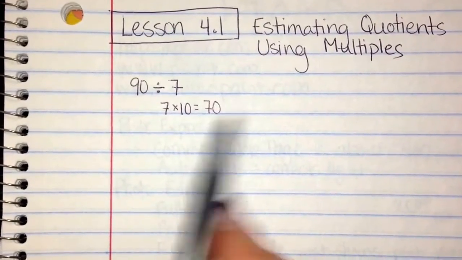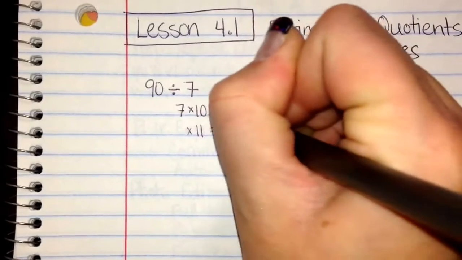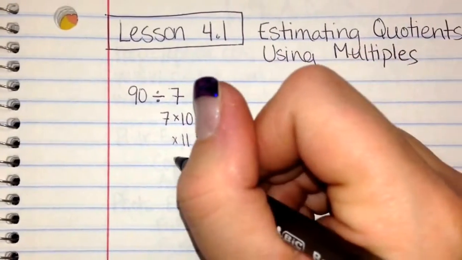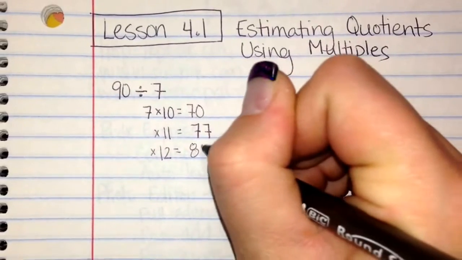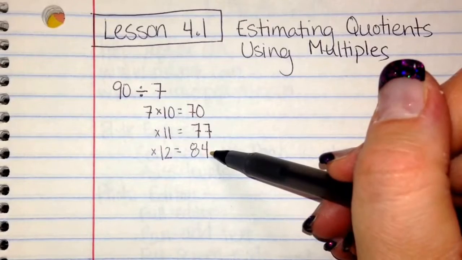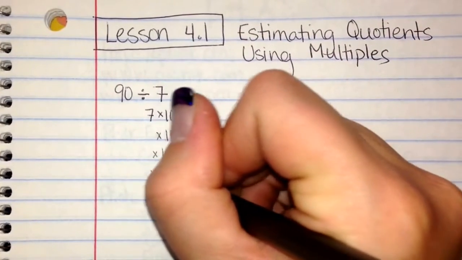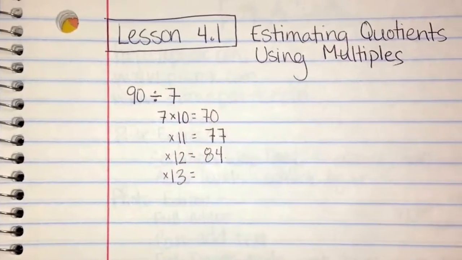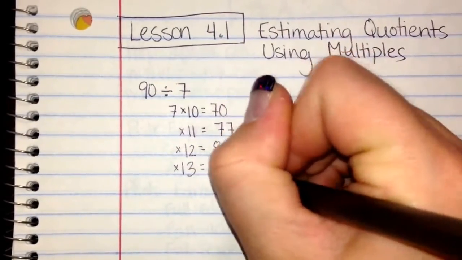Well, 7 times 10 is 70. If I multiply it by 11, I would get 77. And if I multiply it by 12, I would get 84. Now, I don't know my 13 times tables, but I know that if I take 84 and add 7 more to it, that would give me the next multiple, as if I were going to multiply by 13. So 84 plus 7 more would give me 91.